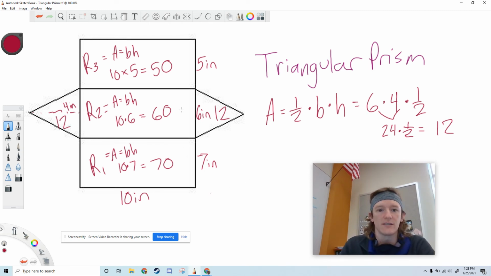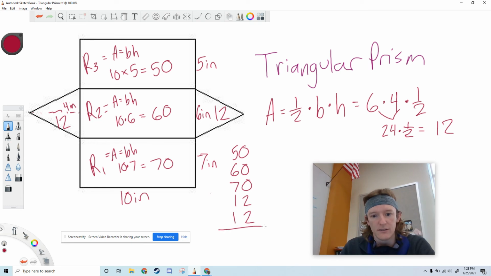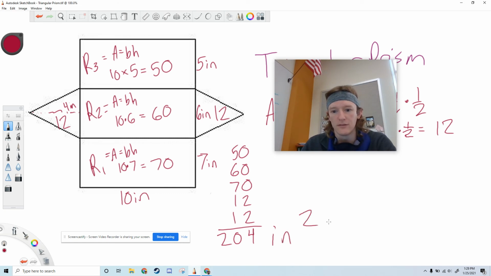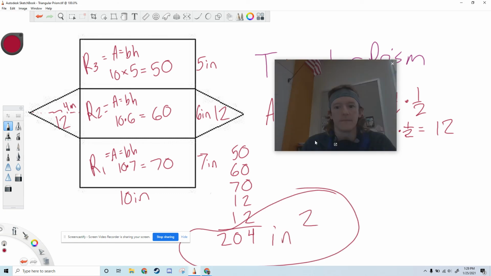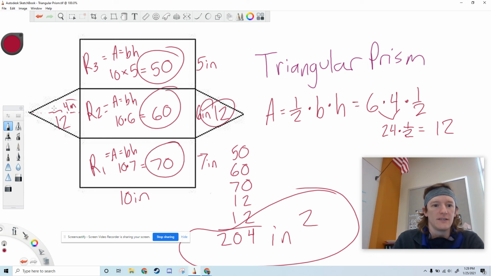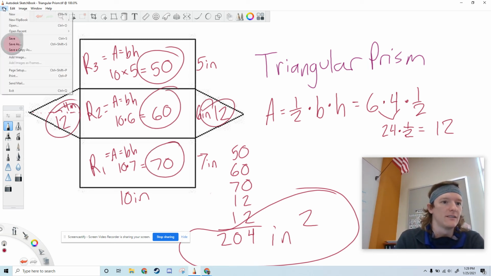So we have a 50, a 60, a 70, a 12, and a 12. 2 plus 2 plus a bunch of zeros is 4. That's 11 plus 7 is 18, 19, 20. So we get 204 inches squared. I would really recommend, if we're doing these nets, to draw these on your paper and then write their areas inside them so you don't forget any.